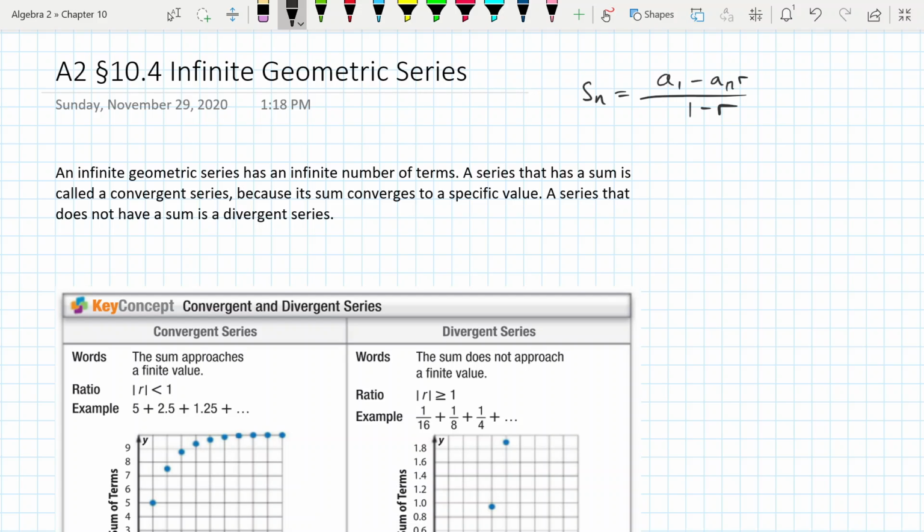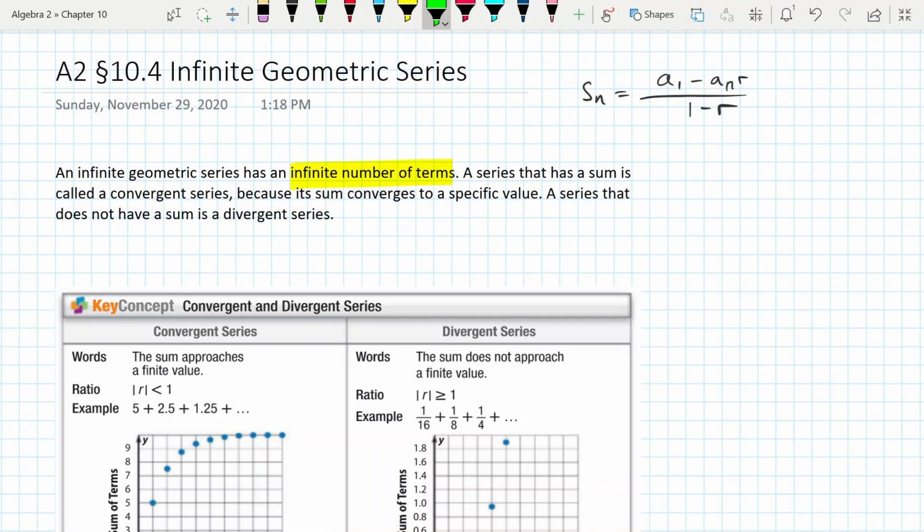I probably should know that one. Pretty sure that's what it is. But the whole idea is, what do you do if instead of stopping, you have an infinite number of terms? And I really do mean infinite. I mean you add an infinite number of numbers together. What happens? Well, two things can happen.